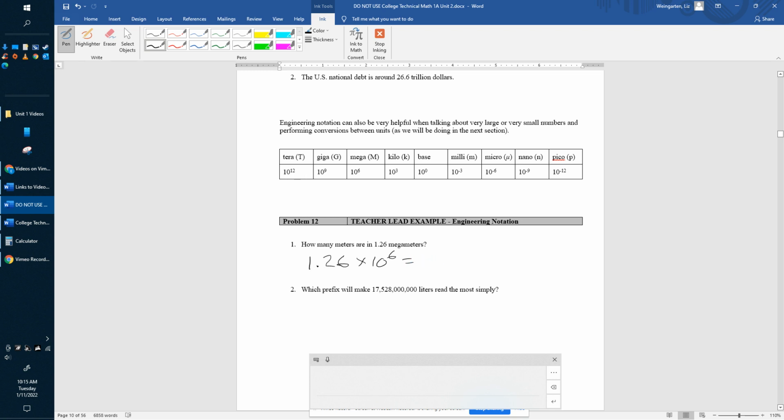How many times do we have to move this decimal point? 6 times. 1, 2, 3, 4, 5, 6. So we're going to have to add 4 zeros to the end. Put our commas in to make it a little easier to read. 1,260,000 meters.